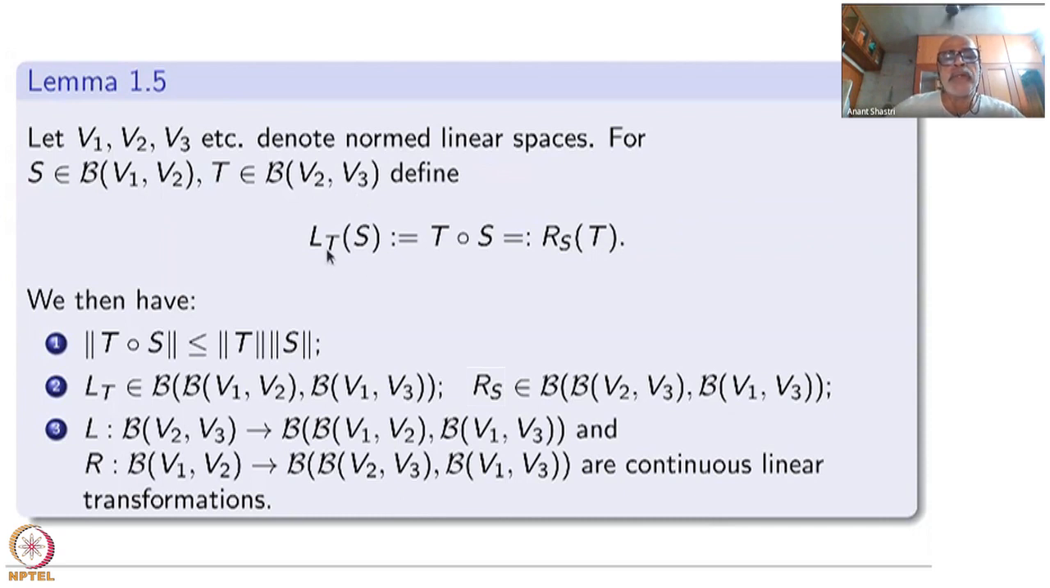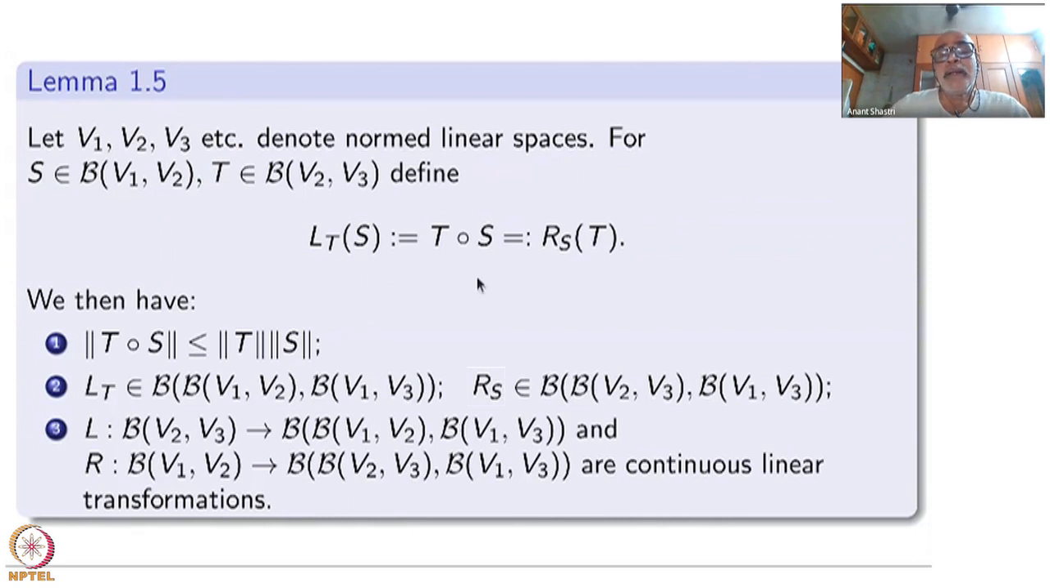Now I am defining an operation LT on B(V1, V2). LT of S is the composite T composed with S. You can view it as an operation from this side, namely operating via T on S, and you can think of this as RS of T. LT of S is composing T on the left. RS of T is composing with S on the right. So if you vary S, this will be a map from B V1 V2 to B V1 V3. If you vary T, namely keep S as it is, then it will be a map from B V2 V3 to B V1 V3.